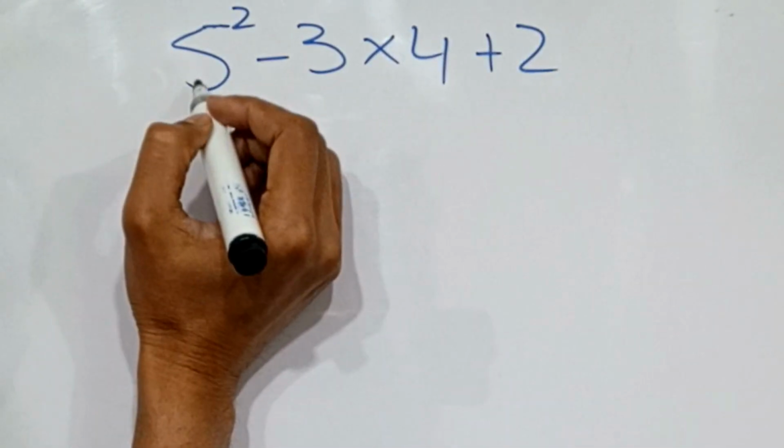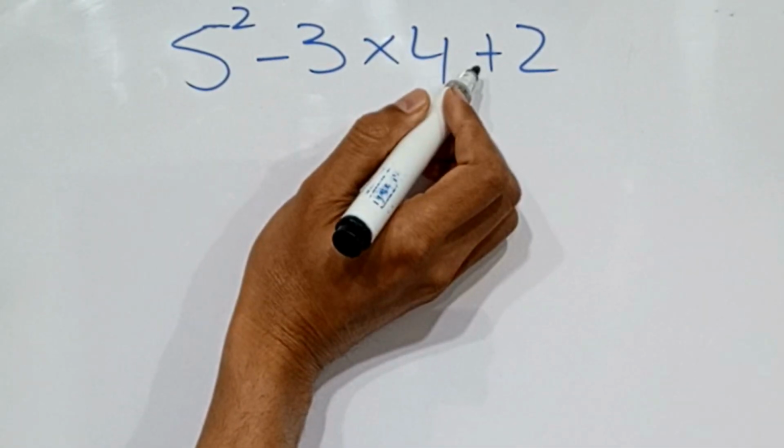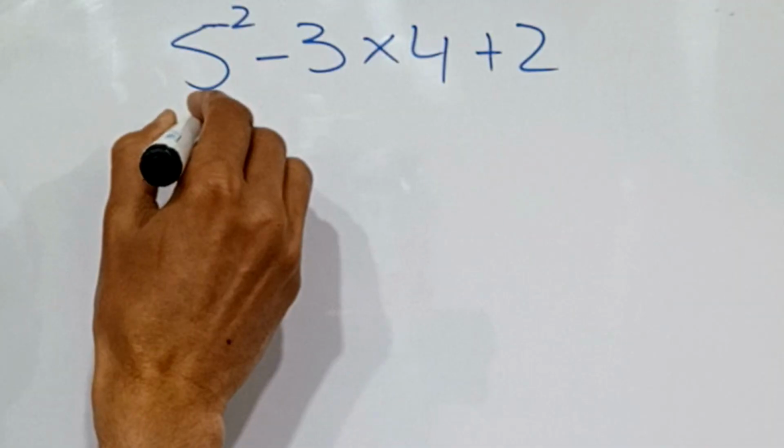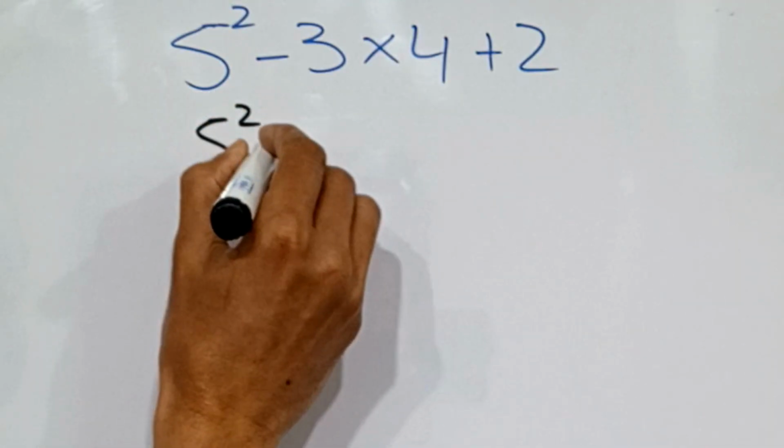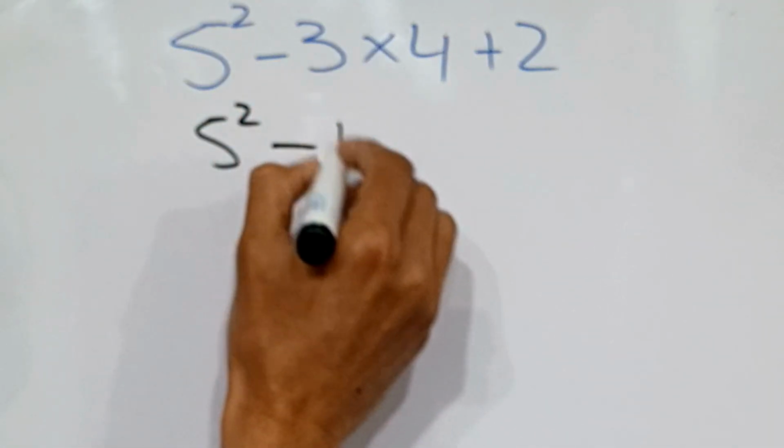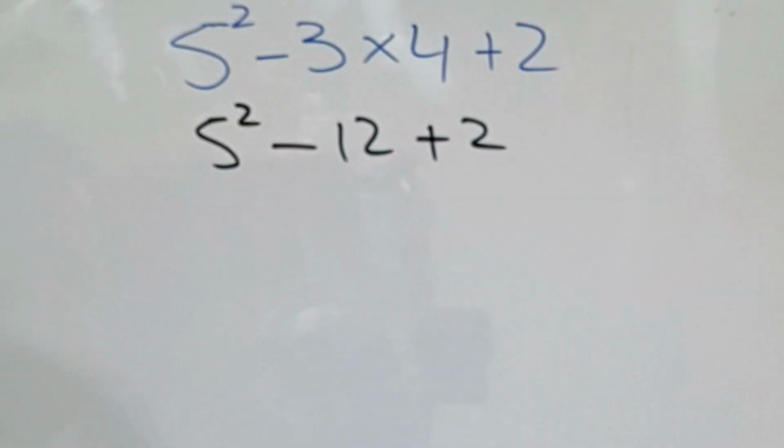Hey guys, can you solve 5 squared minus 3 times 4 plus 2? Okay, 5 squared minus 3 times 4 equals 12 plus 2, right?